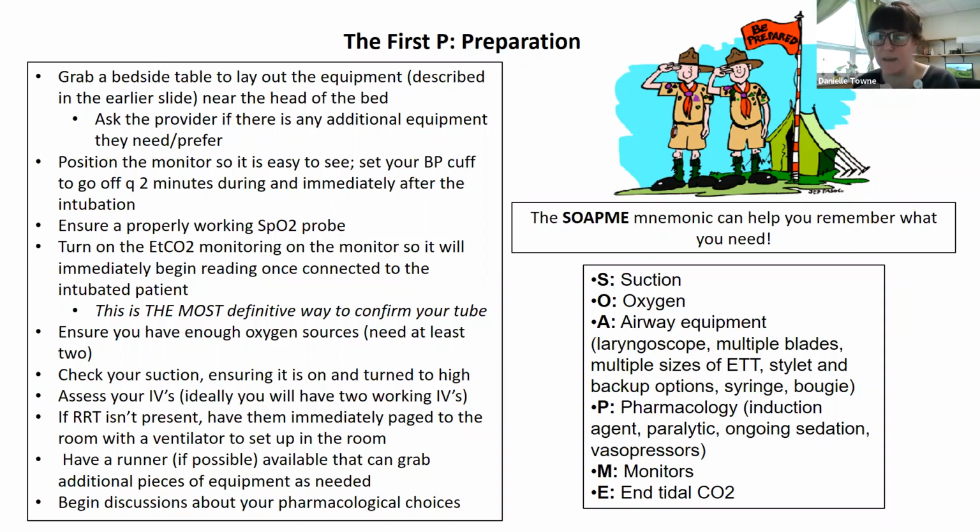Check out your IVs, make sure they're working and working well. And if respiratory isn't present, make sure somebody pages them so that they can get up and start setting up their equipment and getting their ventilator ready. And see if you can have a runner outside of the room to be able to get any miscellaneous piece of equipment. As well prepared as you are, there's usually always something that needs to be grabbed from outside of the room.